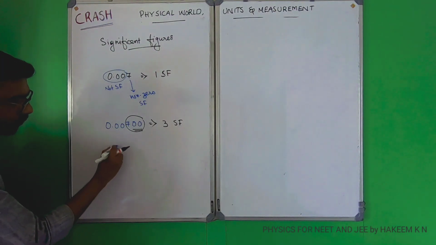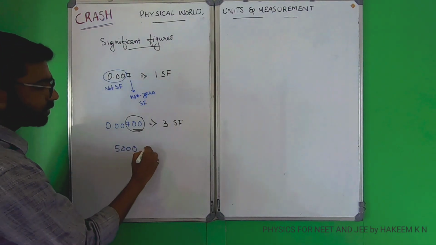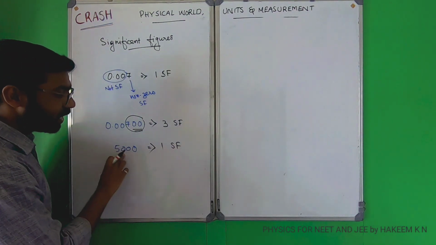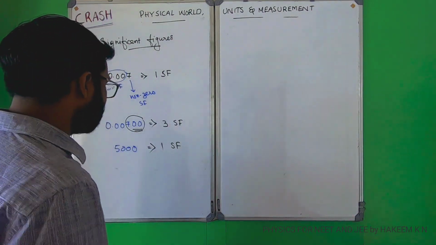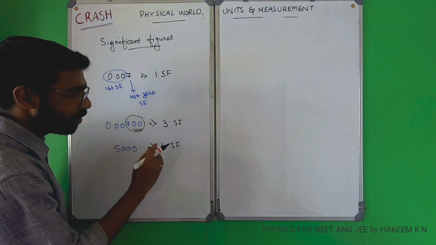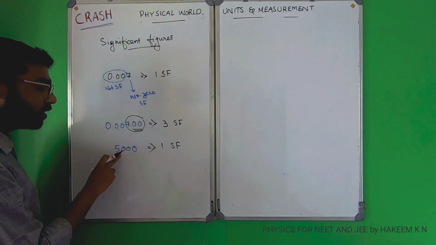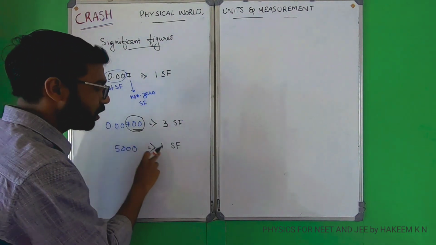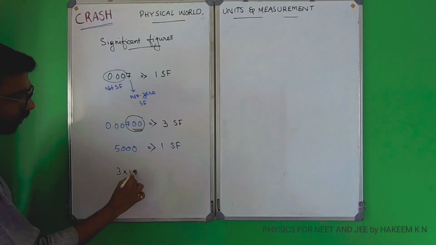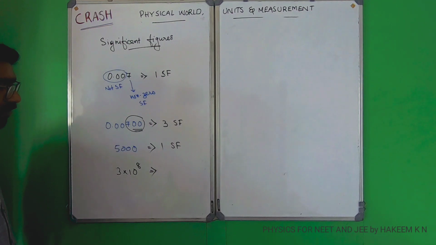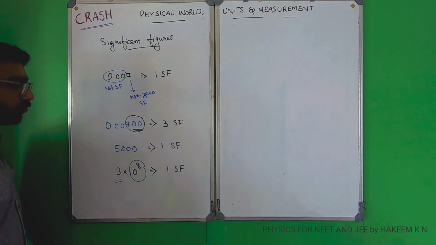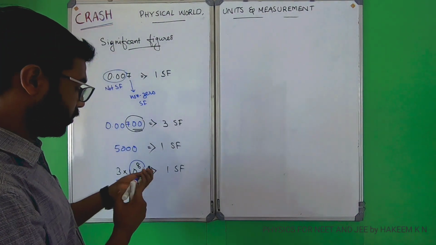Okay, now 5,000, how many significant figures are there? Only one significant figure, because trailing zeros without a decimal are not significant. Trailing zeros or ending zeros with a decimal are significant. Here there is no decimal position, so all trailing zeros are not significant. And now 3 into 10 power 8, how many significant figures? Only one significant figure. In exponential notation, only the numerical portion will denote significant figures.